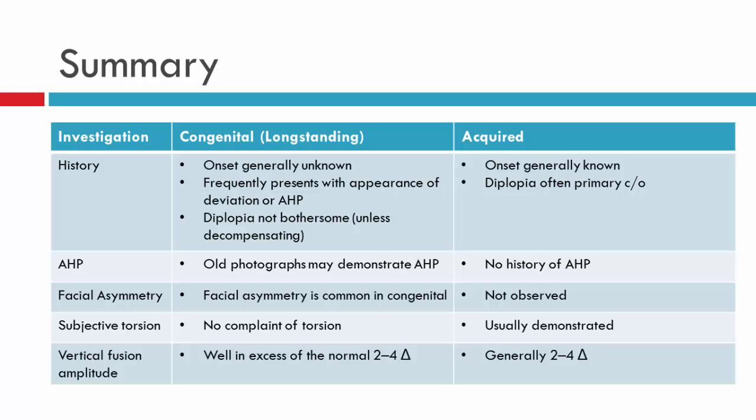In terms of facial asymmetry, particularly those with a congenital fourth nerve, or again those who have developed the fourth nerve during childhood, will present with facial asymmetry. And subjective torsion is not experienced by patients who are congenital, and the vertical fusion range can be quite large in patients with long-standing or congenital fourth nerve palsies.